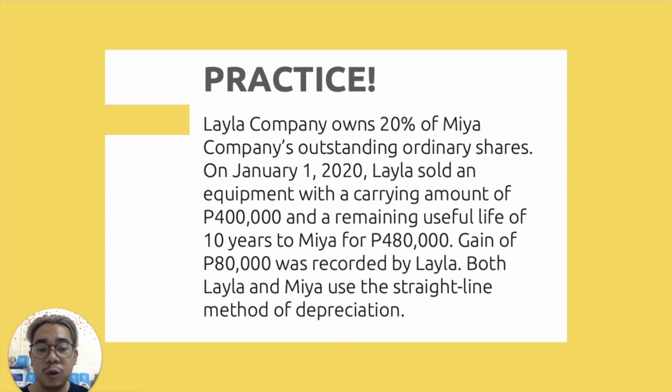Lila Company owns 20% of Mia Company's outstanding ordinary shares. On January 1, 2020, Lila sold an equipment with a carrying amount of 400,000 and a remaining useful life of 10 years for 480,000 pesos. Gain of 80,000 was recorded by Lila. Both Lila and Mia used the straight line method of depreciation. So this is an example of a downstream, no? Kasi from Lila, the investor, to Mia, yung transaction, downstream to.